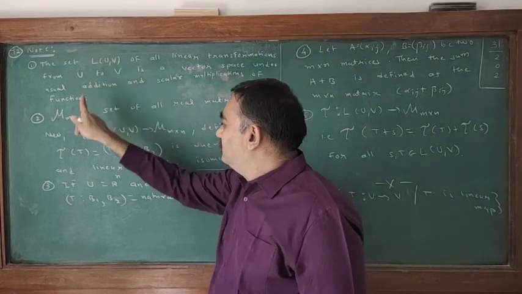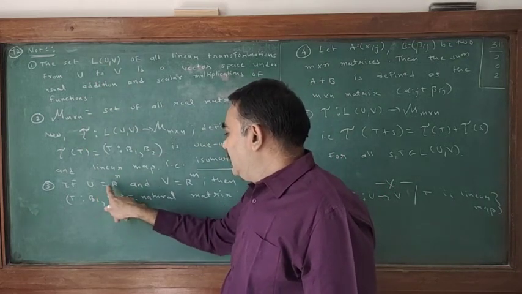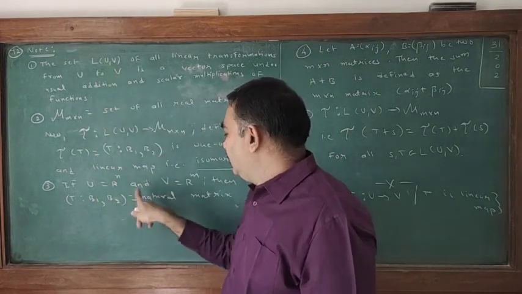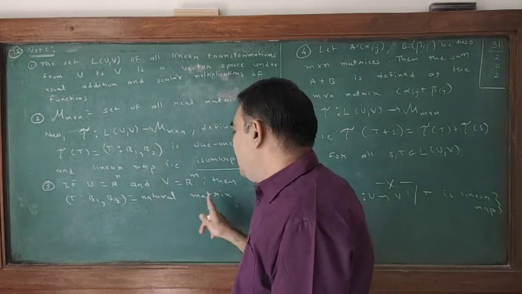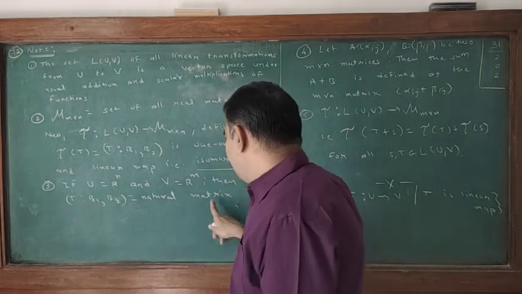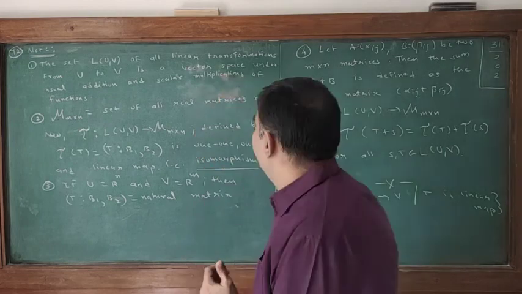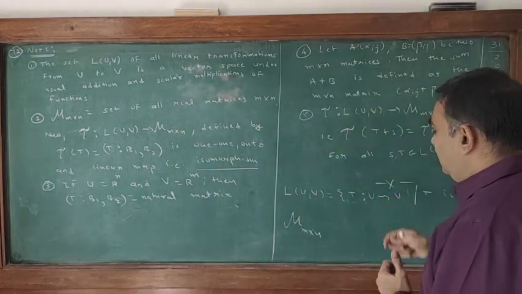If I say this U as Rn and this V as Rm, then we call it the natural matrix. And see here something more.